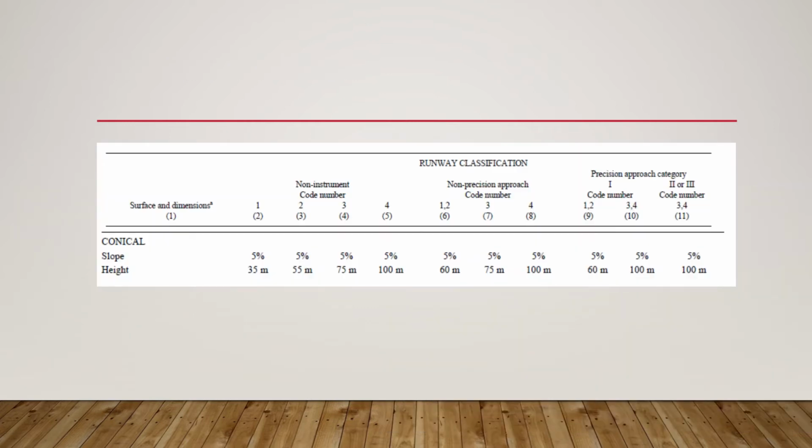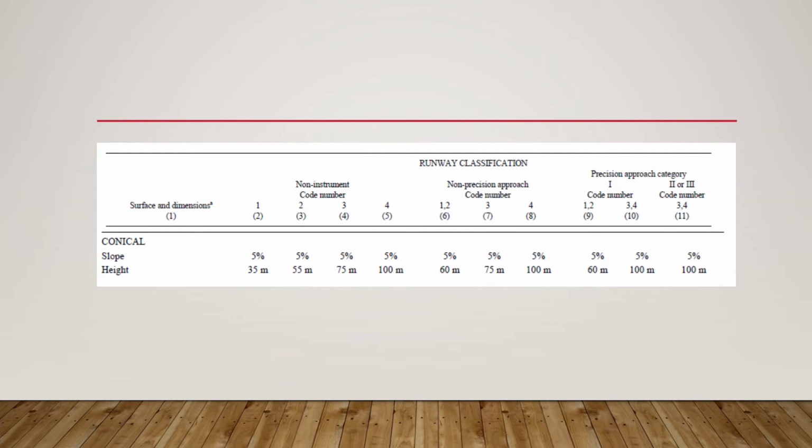The table here shows the slope of 5% and a height of 100 meters for precision approach category 1, code number 3 and 4, and precision approach category 2 and 3 with runway reference codes 3 and 4. So that means when you move farther away from the runway center line, the height you reach is 100 meters plus the 45 meters of the inner horizontal surface. This gives you a total height of 145 meters at the end of 6 kilometers.